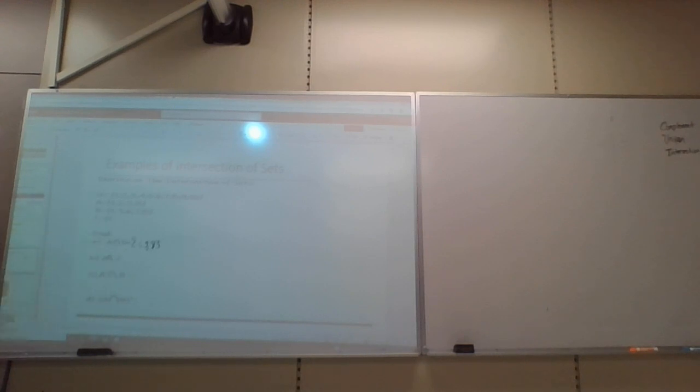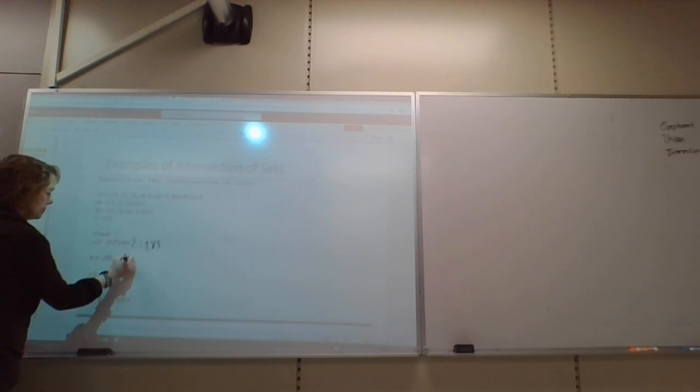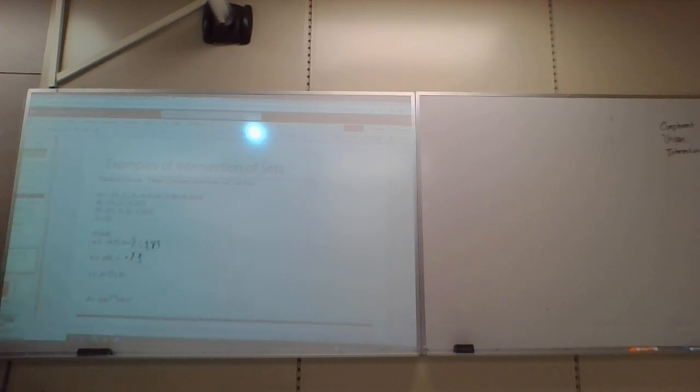Let's go down here to B. B says A intersect C. So now we're looking at these two. What do A and C have in common? The empty set. Remember, the empty set is in all sets.